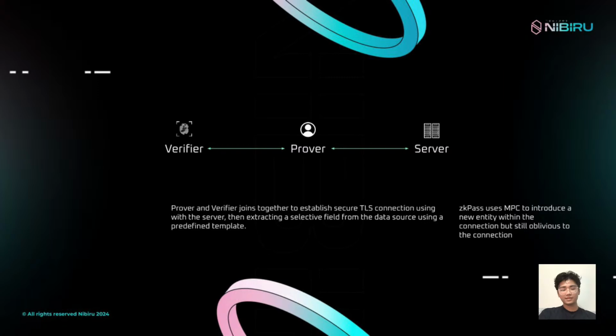So let's get right into exactly how the protocol runs in the backend. The protocol usually runs in three steps. The first step is the prover and the verifier join together to establish a secure TLS connection using MPC with the server, and then extract a selective field from that data source using a predefined template.